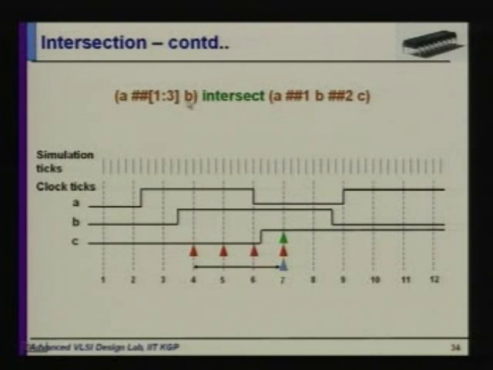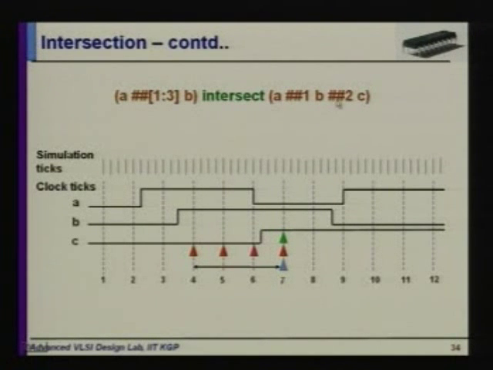A ##[1:3] B. That means there must be a 1 cycle, 2 cycle, or 3 cycle delay between A and B. So A matches here, B matches here, so here is also a match. Here also B matches, so here is also a match. So the red one signifies the first sequence match.